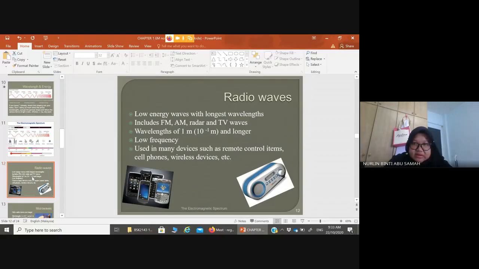Next, the radio waves are very low energy waves with the longest wavelength. So these are the radio waves that we use through our cell phone, and also the radio. If you have any question, you can ask me.